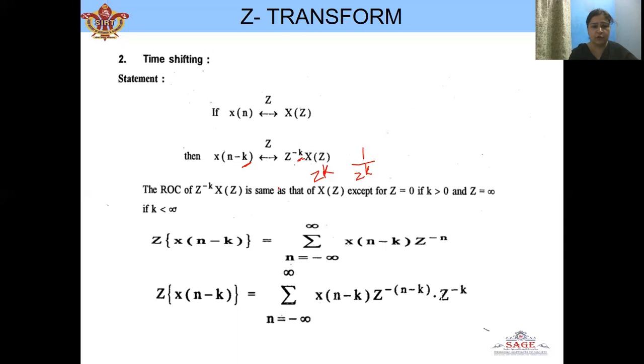Now, next we'll move on to the proof of this property. So we will start with the left hand side. We want to find the Z transform of x(n minus k).